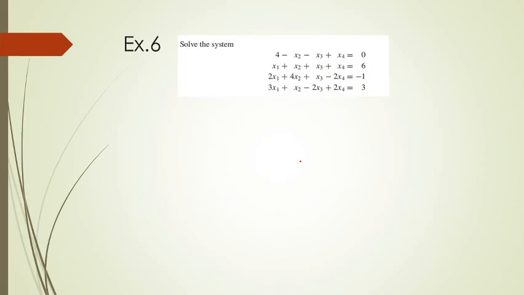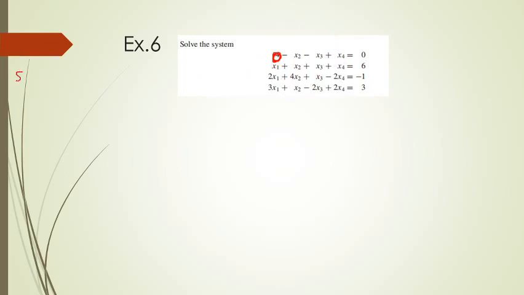Now let's look at this system. Okay, here should be 0. So let's finish this system. Solve this 4 by 4 system. We have 4 equations and 4 unknowns, right?